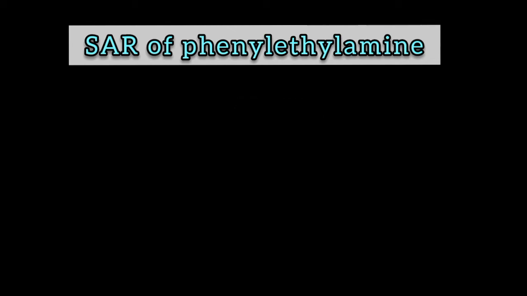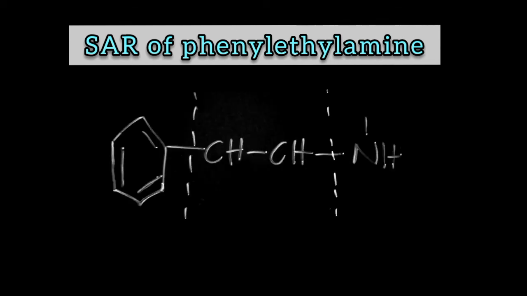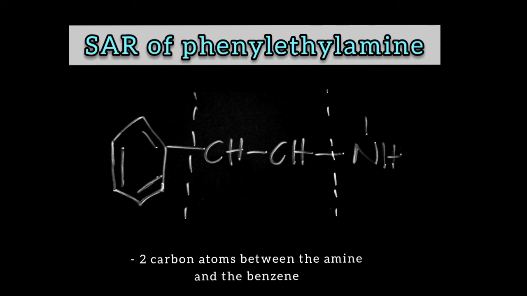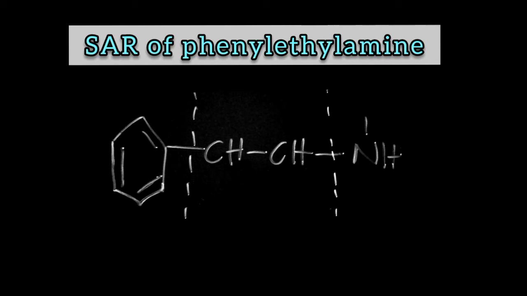the chain. For them to have optimum activity, there has to be 2 carbon atoms between the amine group and the benzene. And also the activity of the phenylethylamine derivative is going to depend on whether it's a primary amine at the end, a secondary amine, or a tertiary amine.